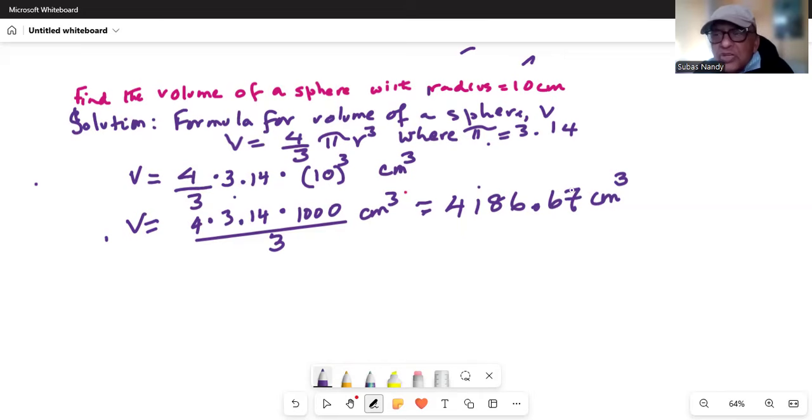Okay, so basically I plugged in the value of pi equal to 3.14 and used the formula for volume of a sphere, which is 4 times pi times r cubed divided by 3. For pi, I use 3.14, which is a standard value. And remember to cube the radius. Here, the radius is 10 centimeters. So the unit of the volume will be centimeter cubed. And if you work out the numbers, it works out to 4186.67 centimeter cubed.